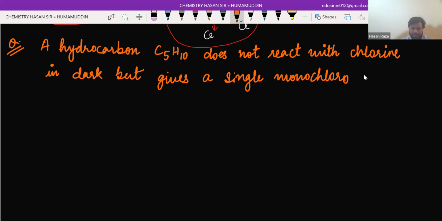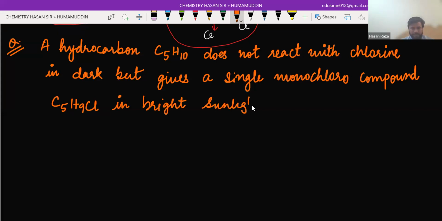Monochloro compound C5H9Cl in bright sunlight. Identify the hydrocarbon.